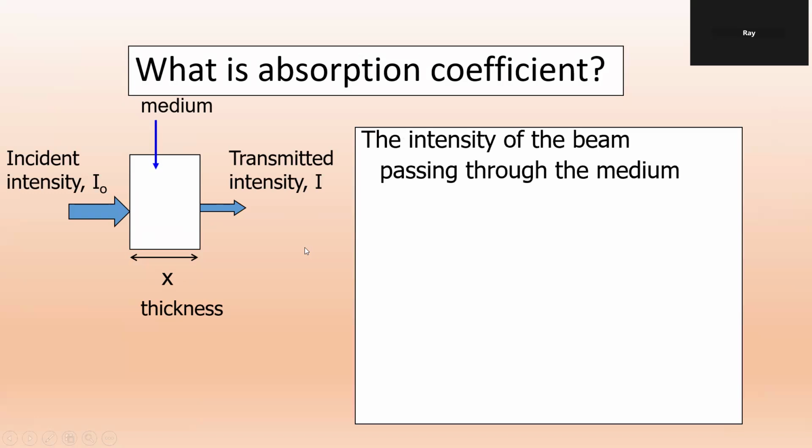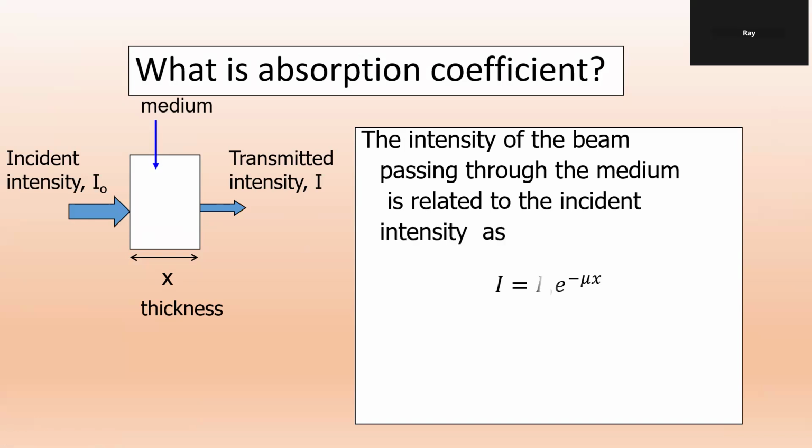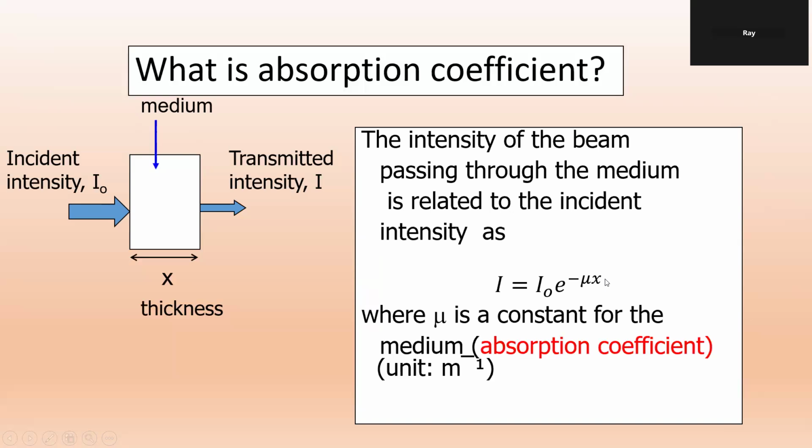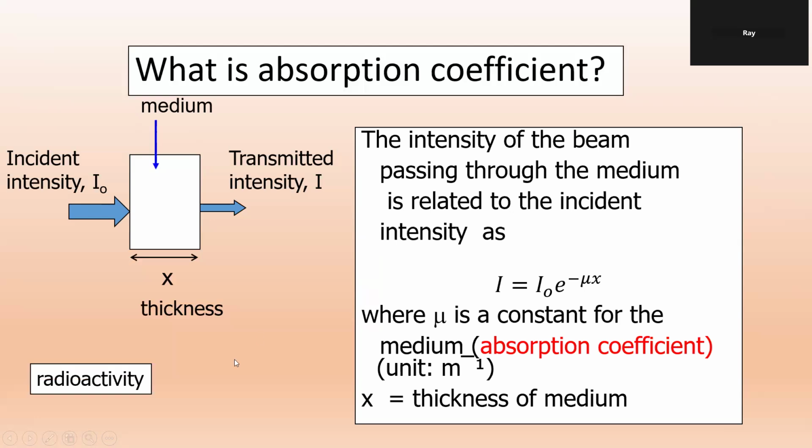Intensity of beam passing through medium is related to the incident intensity, I equals I naught e to the power minus mu x, where mu is a constant for the medium, right? Called the absorption coefficient. Unit is per meter, right? No unit for these two, because one is in meter, one is per meter, so no unit. Yeah? x is thickness of medium, right? Same as radioactivity formula, right? Except different symbol used altogether.